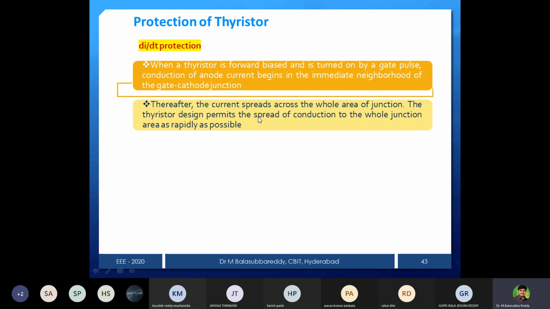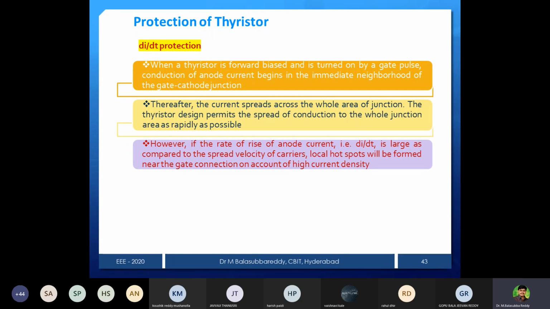Our intention is to break the junction J2. Thyristor design permits the spread of conduction to the whole junction area as rapidly as possible. So while you are passing the current, this spreading must be at a very fast rate. Otherwise, if the spreading is very slow, because it is congested, heat or leakage will develop, and that will be a hot spot. That means the temperature will rise in only a very small area, and that will destroy the device.